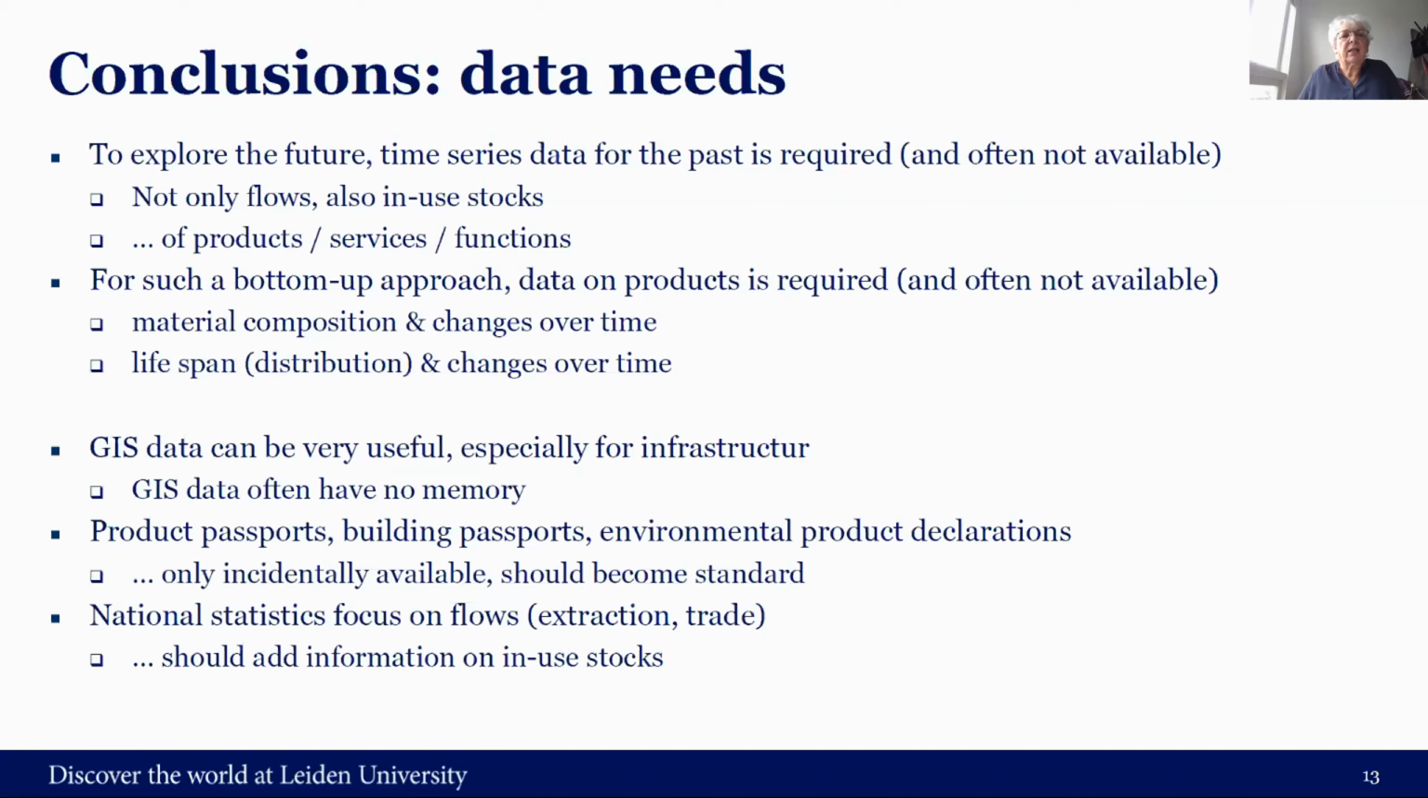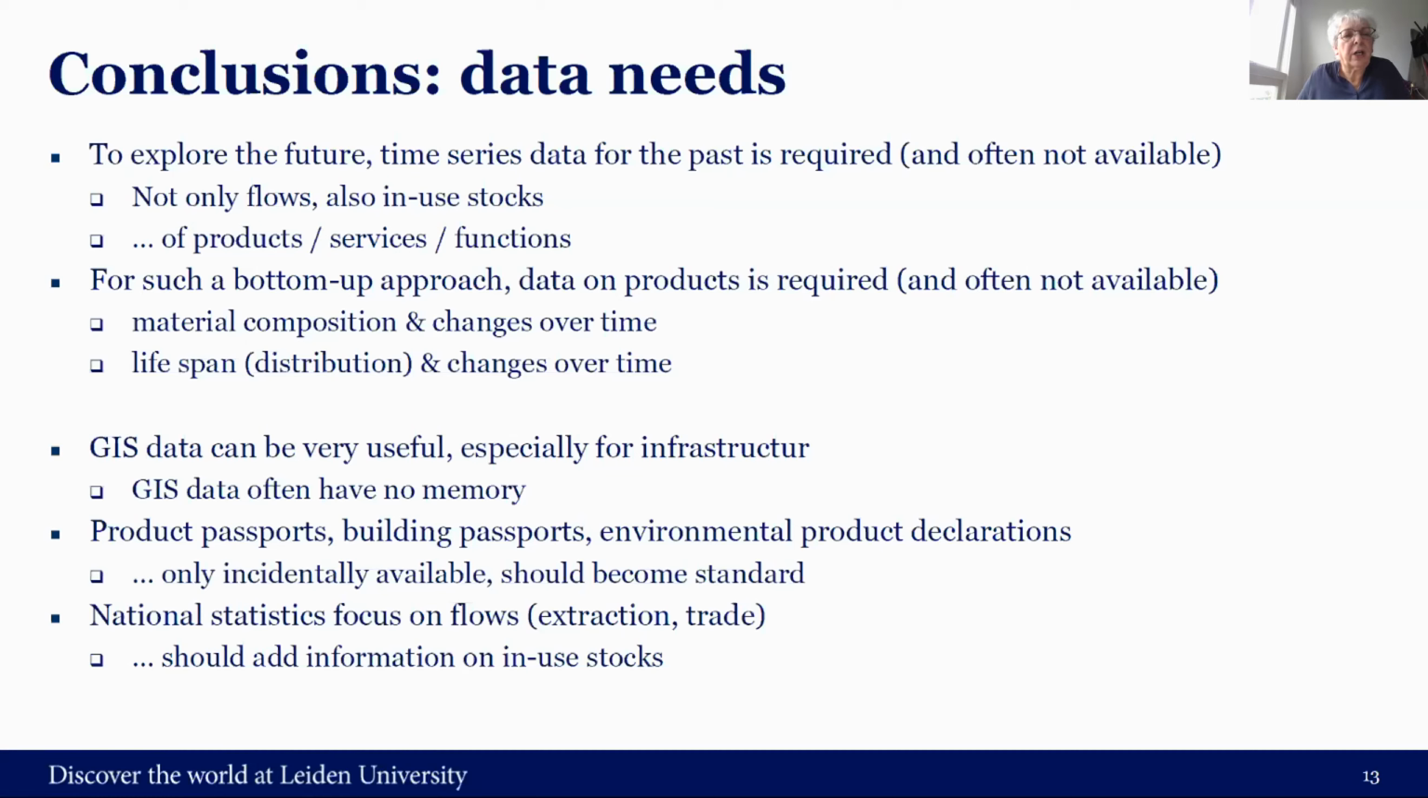A second thing is that if you want to say something about materials, you will have to know the composition of the products if you use a bottom-up approach like this. So you need material composition data, also changes in that data over time, and the same for lifespans, lifespan distributions. Also that changes over time, and you need that information, and it's often not available.